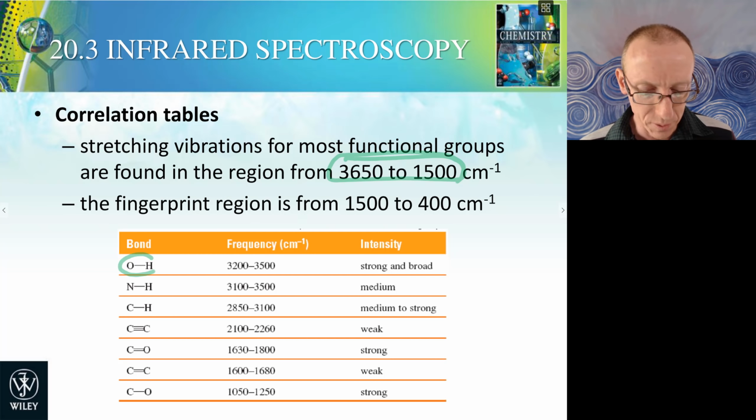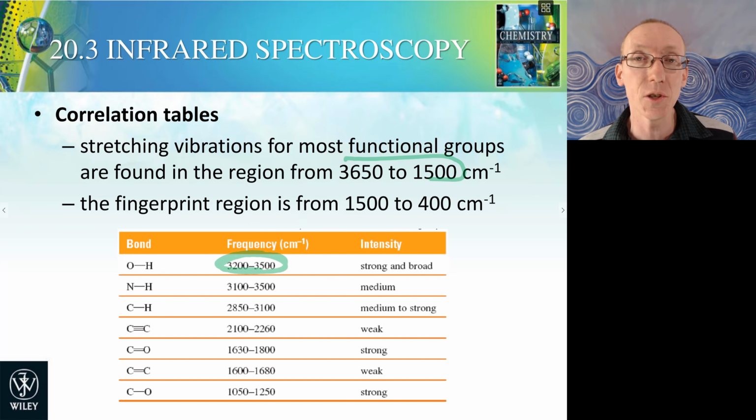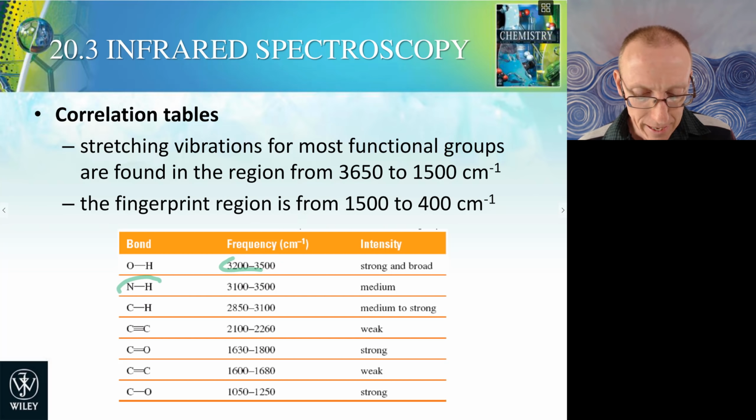OH groups tend to have stretching vibrations between 3200 and 3500 reciprocal centimeters. NH groups fairly close by, 3100 to 3500. There's also differences in how strong, how intense the band is. So OH bands tend to be strong and quite broad. NH tend to be a little bit less intense. CH stretches tend to be medium to strong, and they're between 2850 and 3100.